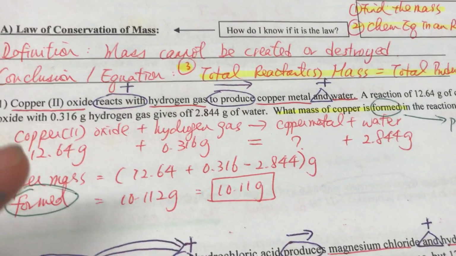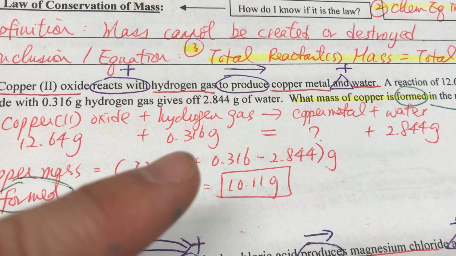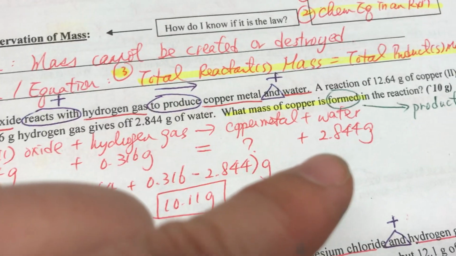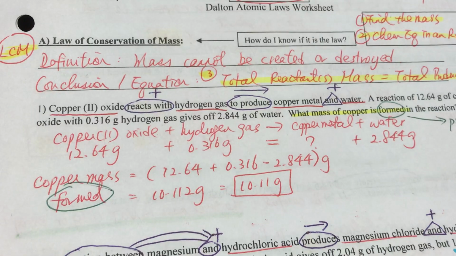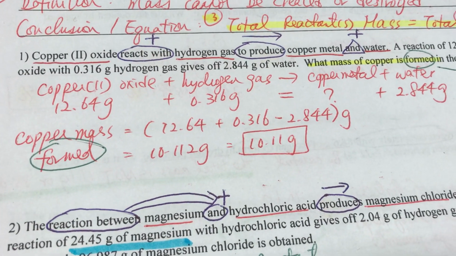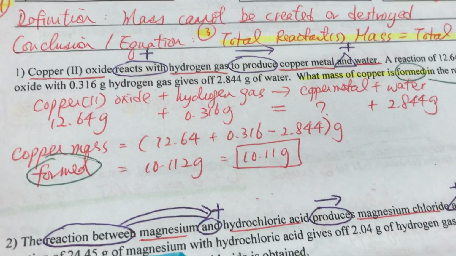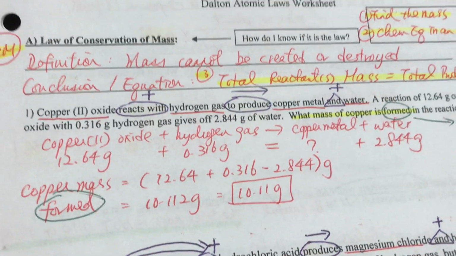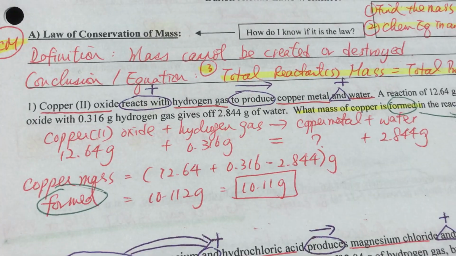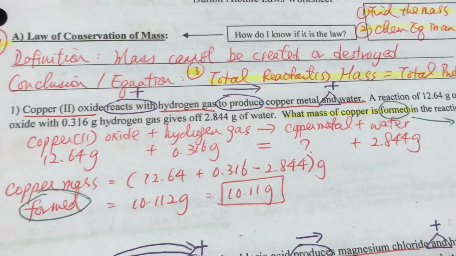So I can go ahead and plug it in: copper 2 oxide 12.64 gram, hydrogen gas 0.316 gram, copper mass, I don't know what it is, and water 2.844 gram. Now this is a simple algebra. How do I find out the copper? Take 12.64 plus 0.316 minus 2.844, which equals 10.112. But I had to leave the answer in 2 decimal places, so I want it to be 10.11. For each question here, I gave you a reference answer, so you should know that.